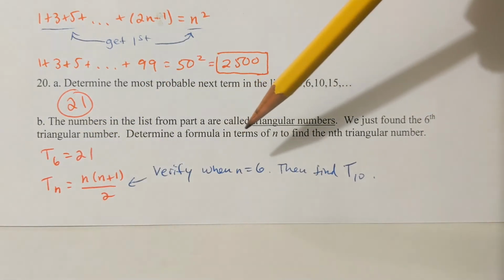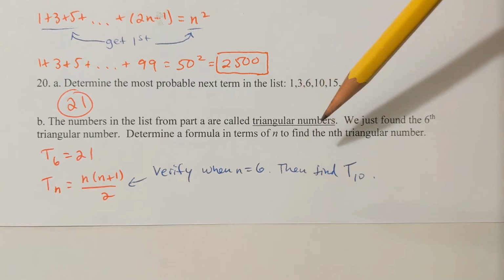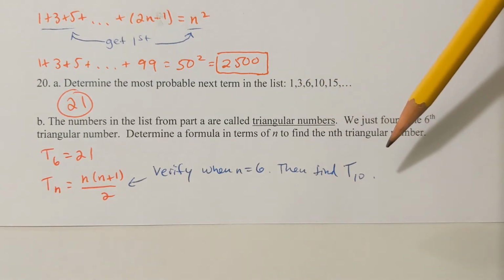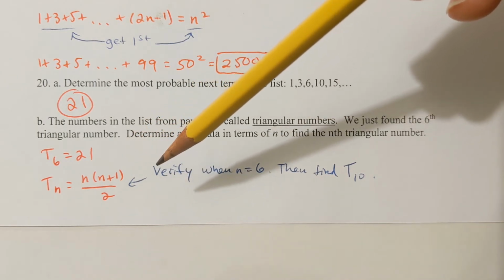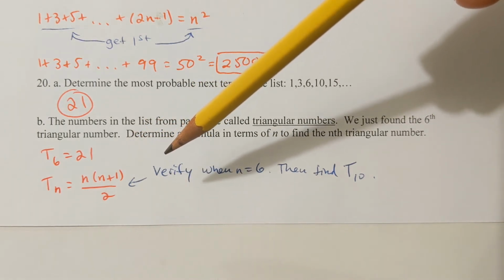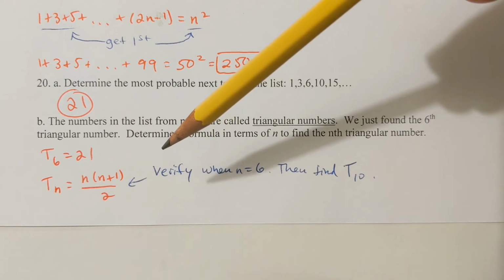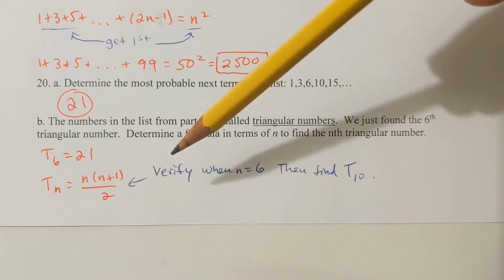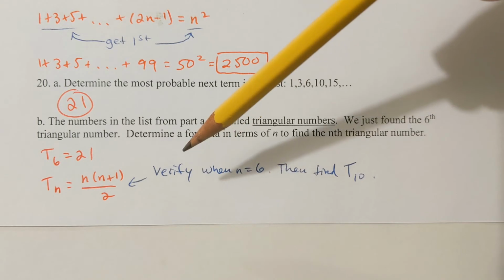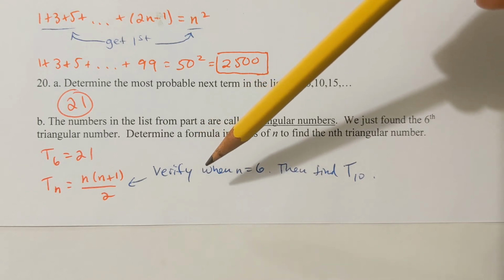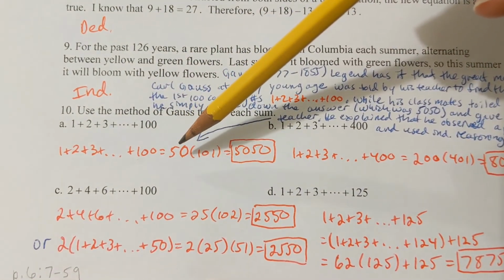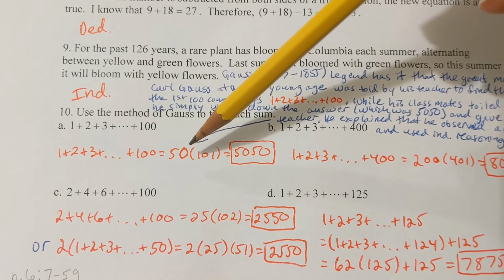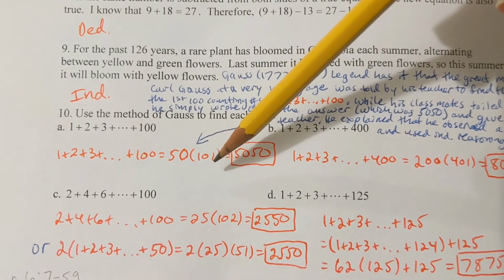Now I want to determine the formula in terms of n to find the nth triangular number. Okay, so n times n plus 1 divided by 2. Well, that's a formula that we should know, by the way. If I were to add n counting numbers, it's n times n plus 1 divided by 2.